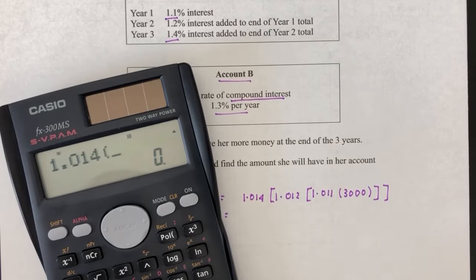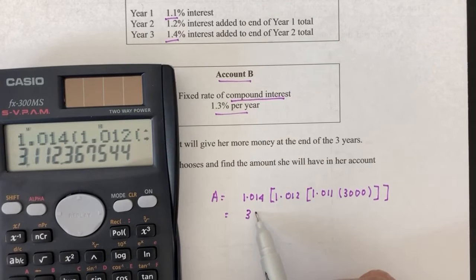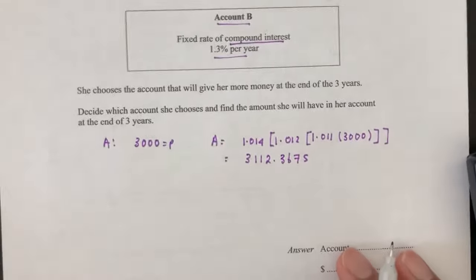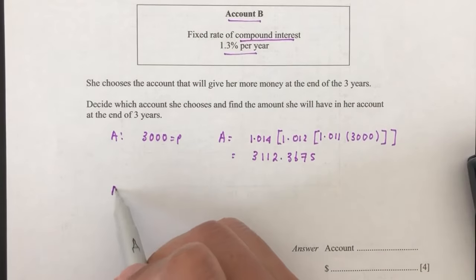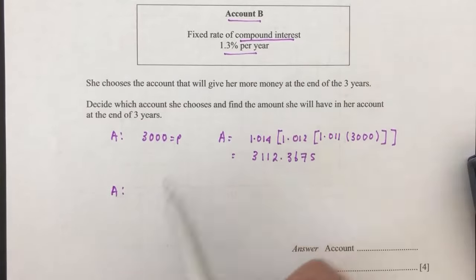1.014 bracket 1.012 bracket 1.011 times 3,000 bracket. So it becomes 3112.3675. That is option A. Now for option B, we have a fixed rate.